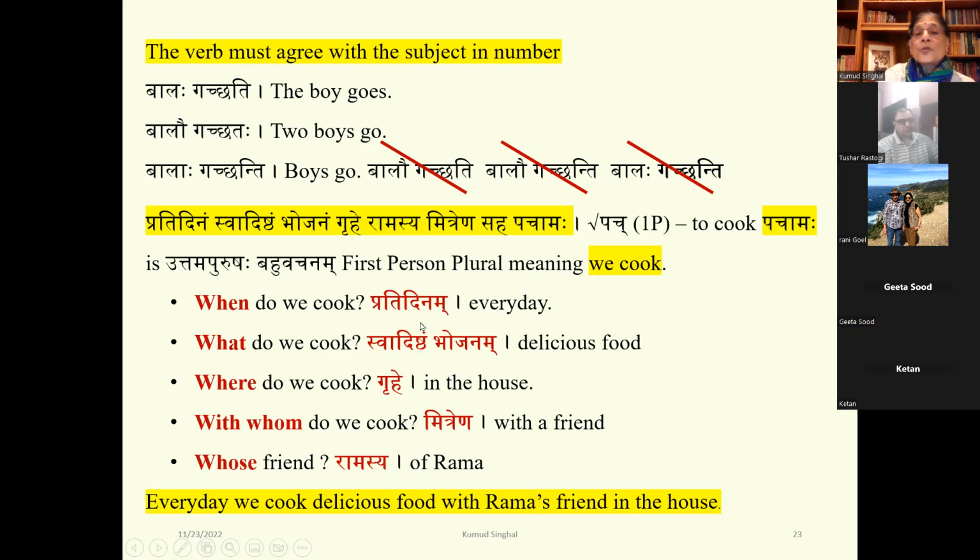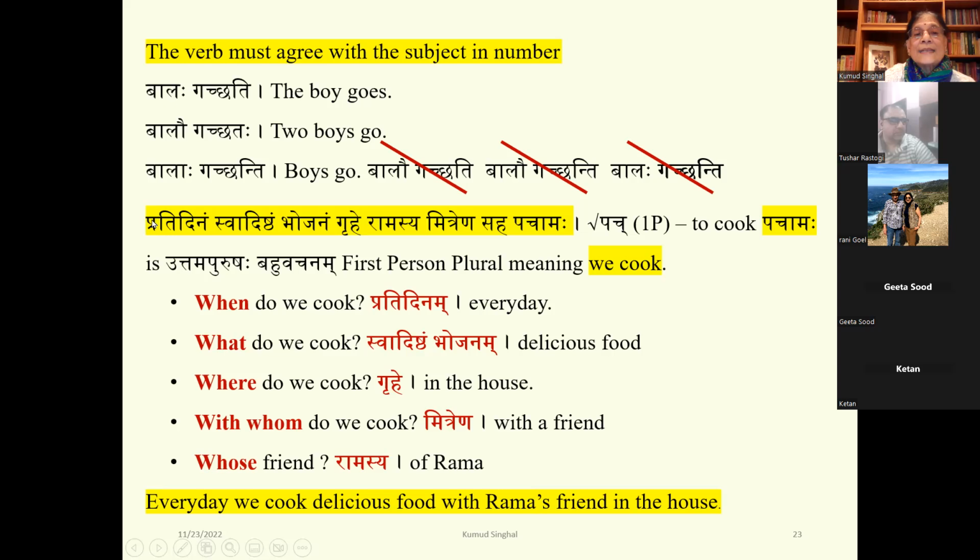What do we cook? Swadishtham bhojanam. This is an adjective. Delicious food. Where do we cook? Grahe, in the house. With whom do we cook? Mitrena, with a friend. Whose friend? Ramasya, of Rama. So the sentence in English will mean every day we cook delicious food with Rama's friend in the house.